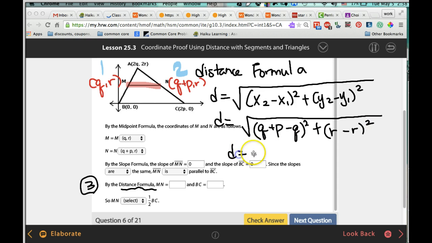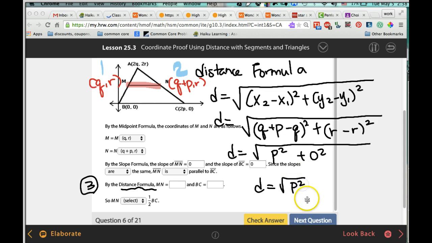Okay, let's do this. Big square root. Q minus Q is 0, so I'm left with P. So what is P squared? P squared. R minus R is 0, and 0 squared is 0. So then now we're going to add these together, and we have P squared, right? So there you go. D is equal to the square root of P squared. But we talked about this, guys. The square root undoes the square, right? So what is D equal to? P. So the length of MN is P.